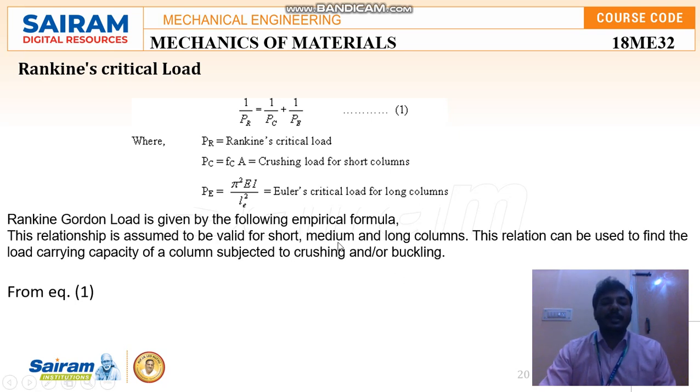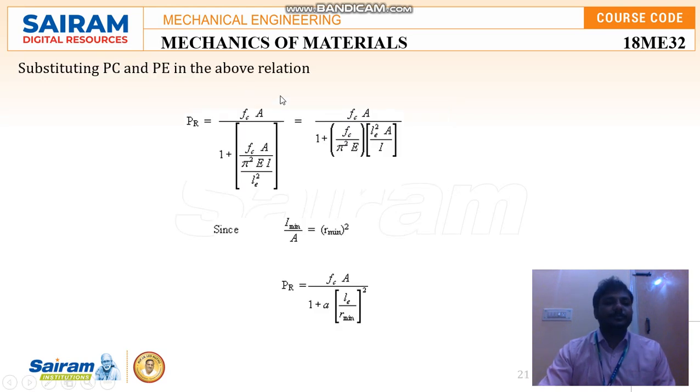This Rankine critical load relationship can be used for the load carrying capacity of a column subjected to crushing or buckling. Now, by substituting Pc and Pe in the above relation, Pc is the crushing or buckling load for short columns, and Pe is Euler's critical load for long columns. Substituting, PR equals Fc into A, the crushing or buckling load for short columns, by 1 plus Fc into A by pi square E I by L square.